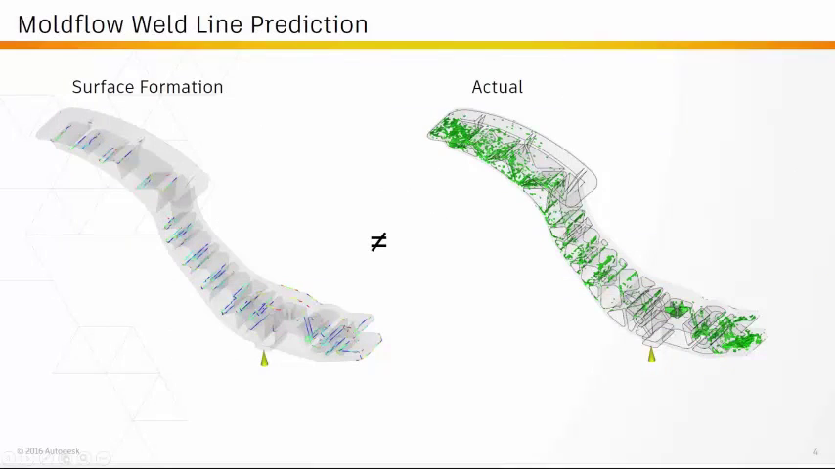Autodesk Moldflow allows visualization of weld lines in two different manners, the first being a 2D representation of a surface formation. This gives users an indication of where weld lines might be visible on the component. The second visualization and representation is the 3D formation and movement of the weld line. This data is used for predicting the strength of a weld line.